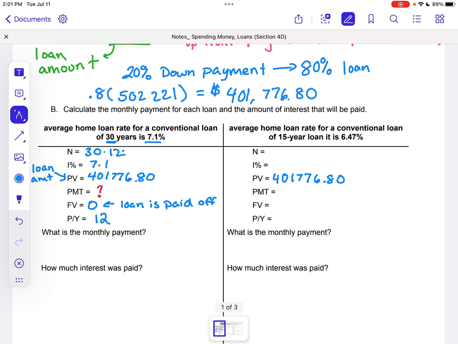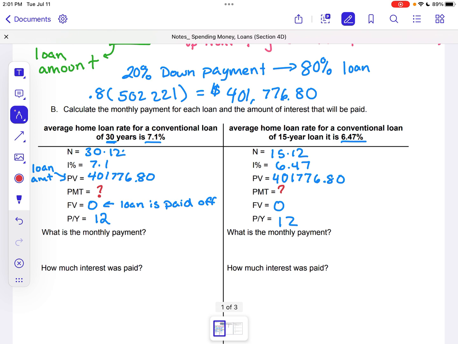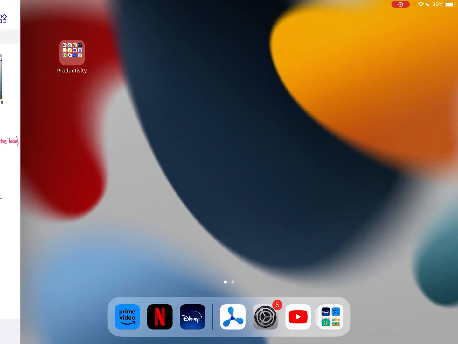I still want to know my payment. My future value is 0. It's 12 payments a year, but now my interest rate is a little lower, and I'm only going to be going for half the amount of time. Now, in both these cases, I want to switch over to my TVM solver so that I can calculate my monthly payments. And then from there, we'll talk about how we can figure out our interest payments and all that fun stuff. So we're going to split our screen.